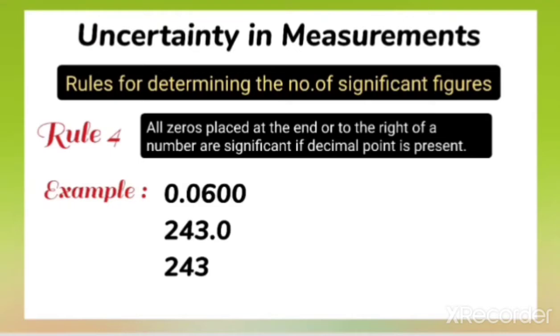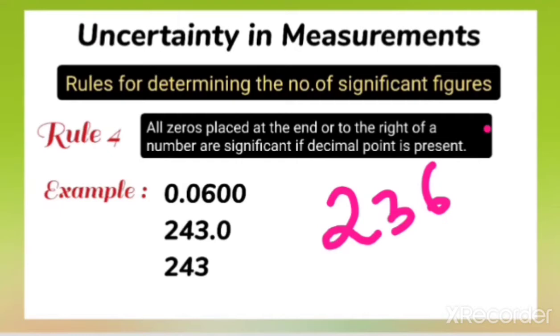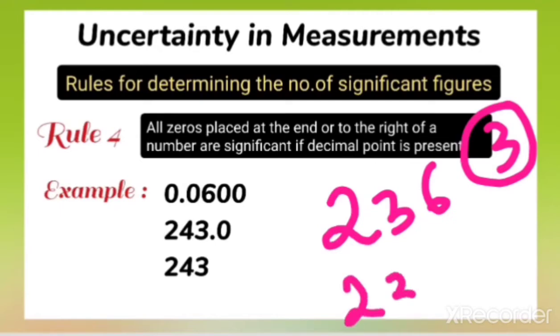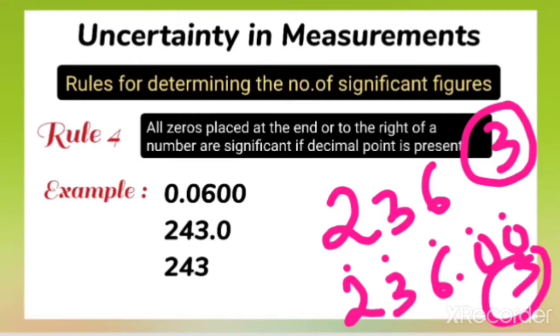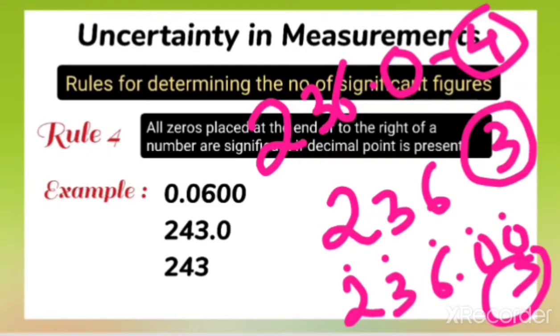So let us take an example for the number 236. Here, if it has no decimal point, 3 is the number of significant figures. But if I keep a decimal point, like 236.00, what will be the number of significant figures? 1, 2, 3, 4, 5. 5 is the number of significant figures. And the same for 236.0, which has 4 significant figures.